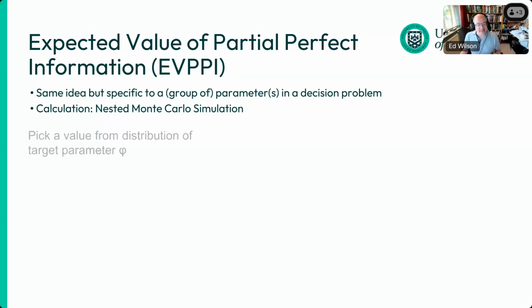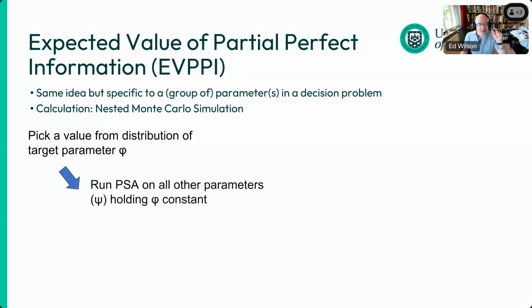And the way you calculate it is simply with a nested Monte Carlo simulation. So what do I mean by that? First of all, you pick a value from the distribution of your target parameter, which I've called phi, just because. You assume that's the correct value and then hold that steady whilst you run your probabilistic analysis, so your 10,000 simulations. And I've used psi for all the other parameters because, hey, fancy Greek letters. You then record the expected values. So we've then got one estimate of the cost in each arm and the qualities in each arm, the mean from that PSA.